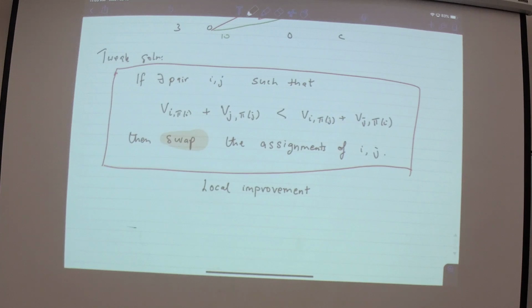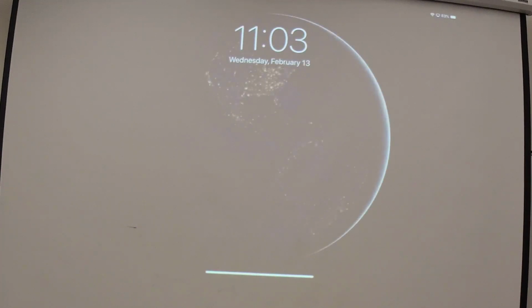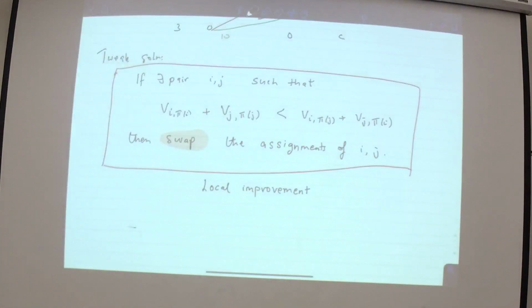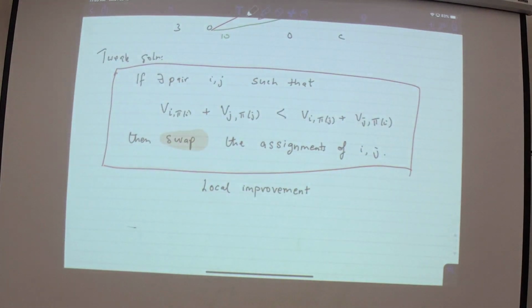Let us assume for now that all of these are integers. So I can be sure that if I keep doing this enough times, at some point I will stop, because either I will get the optimal solution or I will be unable to go any further. There will be no pair I can swap to get anything else. So eventually, in a step that is bounded by the total weights and all the things, I will stop. It's not a great analysis, but I can say something.